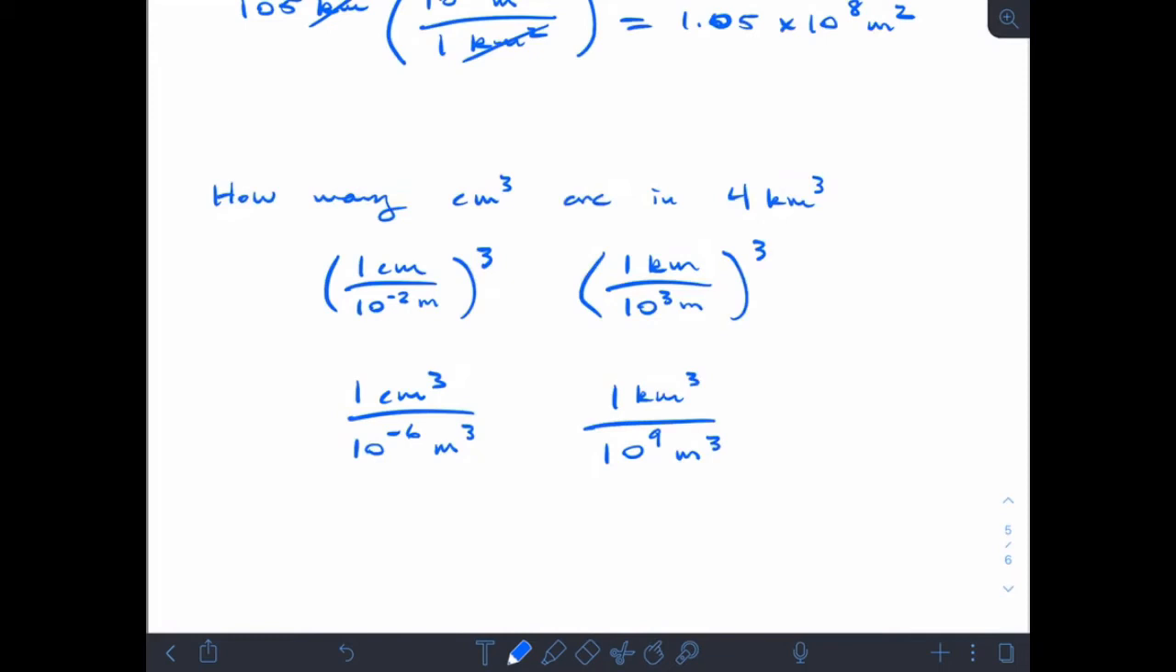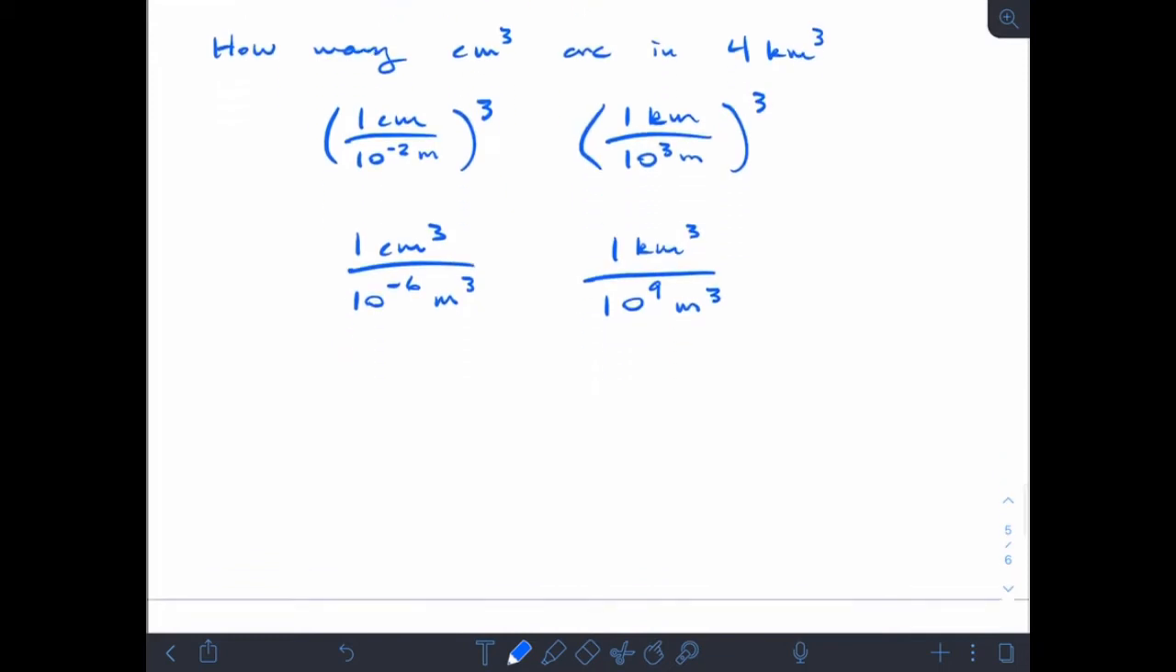Now that I've cubed my conversions, I can approach the problem exactly the same way. Start with my given information. I'm going to use a conversion that gets rid of the kilometers, so I'm going to put that on the bottom. So 10 to the 9 cubic meters over 1 cubic kilometer. My next conversion is going to get rid of the meters, so I'm going to put that on the bottom on the next conversion.